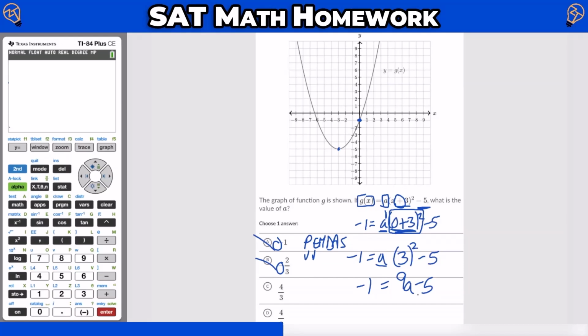We're going to go ahead and solve by adding 5. Now we have 9a equals 4. And then finally, when we divide both sides by 9, we get 4/9, or D.